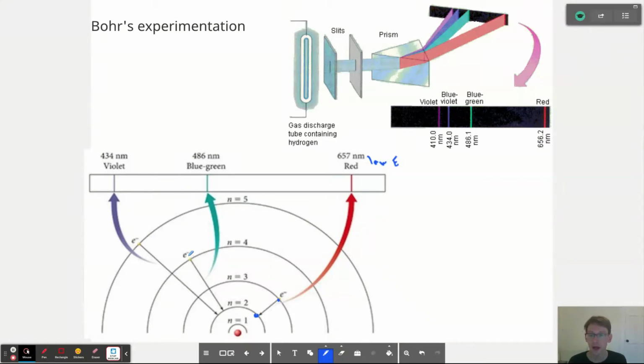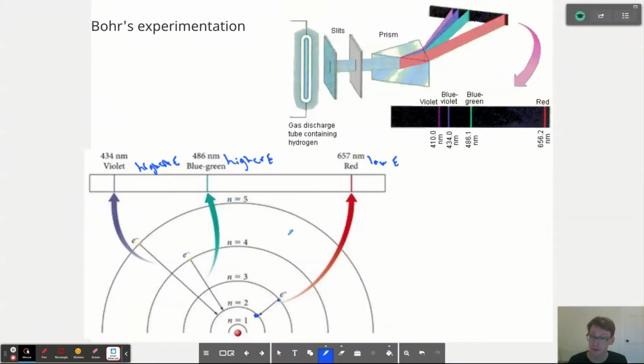When an electron went from the fourth shell down to the second shell, this is a bigger gap in energy. And so there would be a shorter wavelength corresponding to a higher energy gap. And finally, in the case of the violet at 434 nanometers, this was highest. The highest energy photon was violet, and that corresponded to the highest change in energy level from the fifth down to the second.